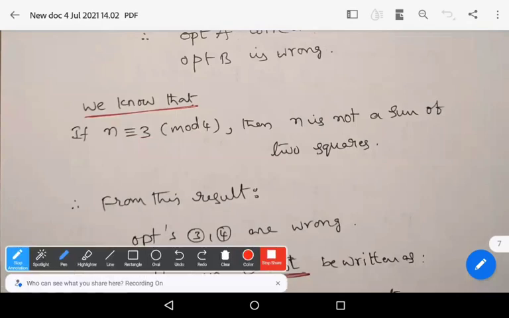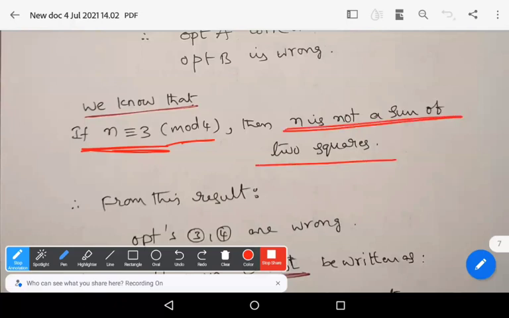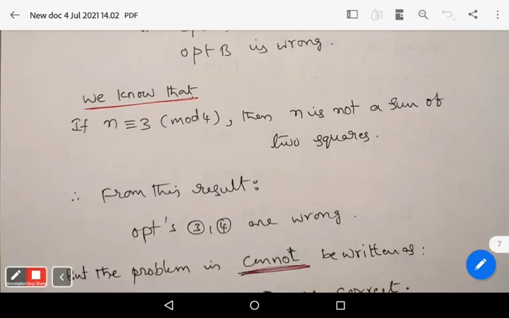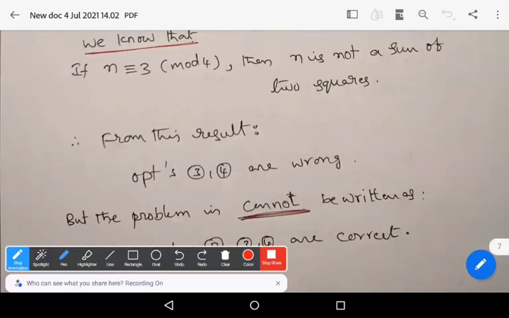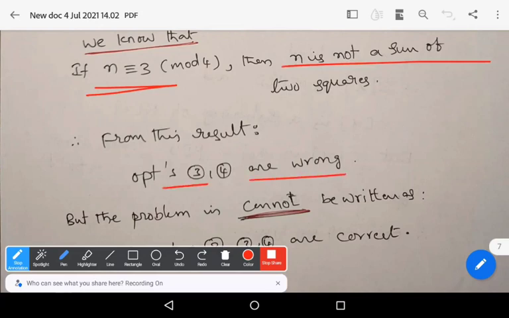There is another result. If n is congruent to 3 modulo 4, then n is not a sum of two squares. From this result, options 3 and 4 are clearly wrong. If n is congruent to 3, then n cannot be written as a sum of two squares. So option 3 and option 4 are wrong.